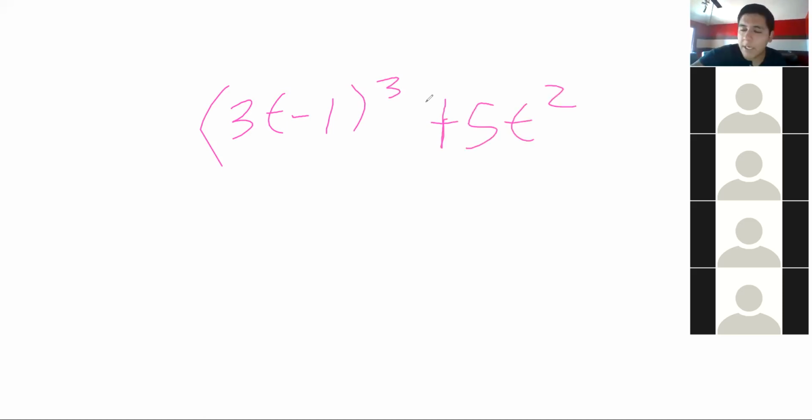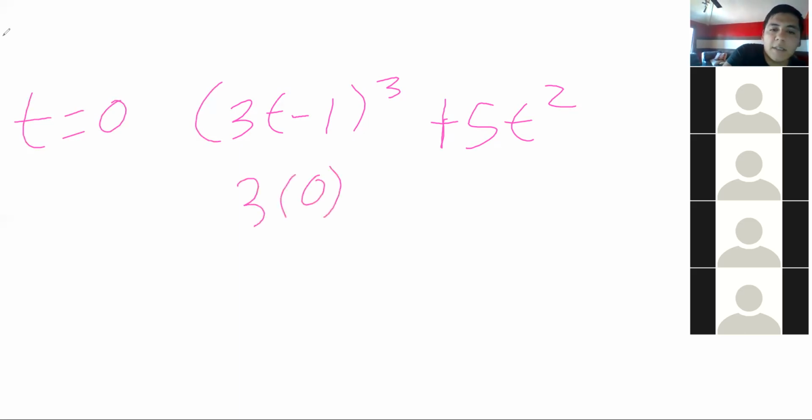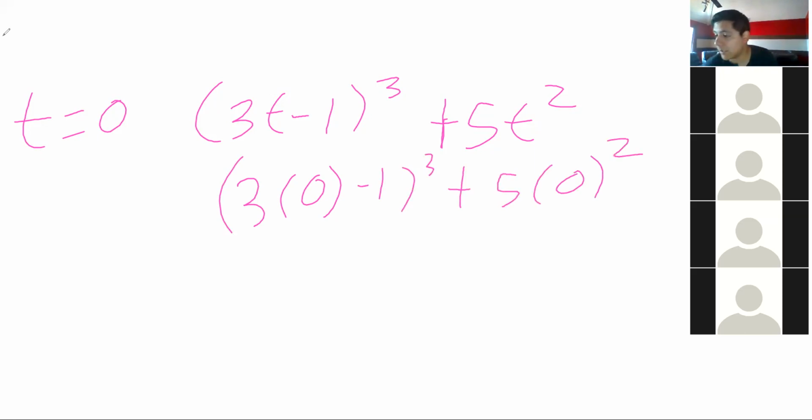Okay, is that what we had? Yeah. So 3t minus 1 cubed plus 5t squared. And we had to evaluate it with t equals 0, right? Yeah. So we're going to plug in 0 wherever we see t. Okay.